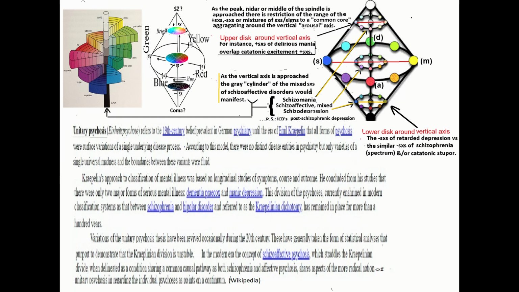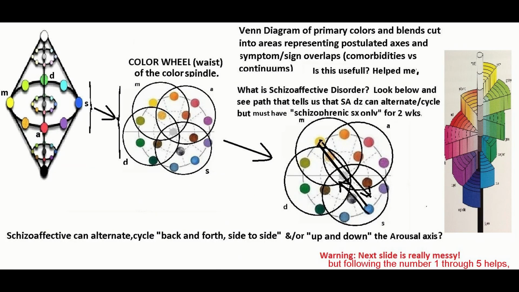So anyway, is this model any good? Does it help you at all? Well, if you take, over on the left, there's the spindle, and if you take the color wheel, in other words, the waist of that spindle, I made 4 Venn diagrams out of it. Basically, you're talking about these axes, then they're labeled mood disorder, anxious disorder, schizophrenia, and delusional disorder.